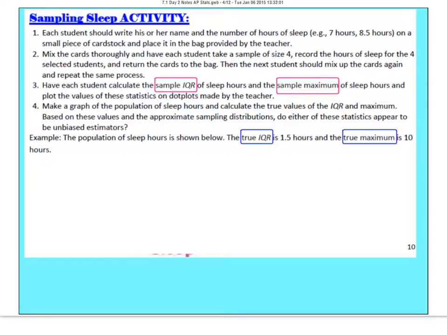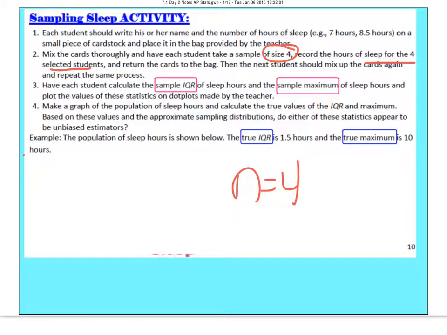I want to talk through this activity my brick and mortar class had done because it's a nice example of: is this considered biased or unbiased? Each student wrote his or her name on a piece of paper and put the number of hours of sleep that they tend to have. I then took all of those cards, mixed them up thoroughly, and took a sample of size 4, so here N was 4, and recorded the hours of sleep for the 4 randomly selected students.